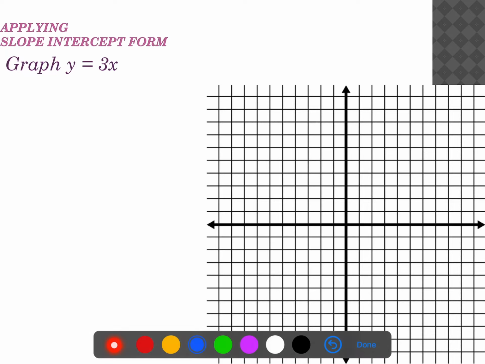Okay, still slope-intercept form, but look at this equation and tell me what is different in this one. Okay, hopefully you realized there was no b value. This is just y equals mx. Well, if I have no b, how am I supposed to know where to begin? Okay, so if no b value is given, we assume the b value is 0. And I want you to put in a +0 when you write your equation.